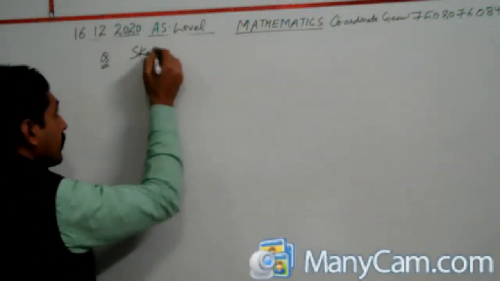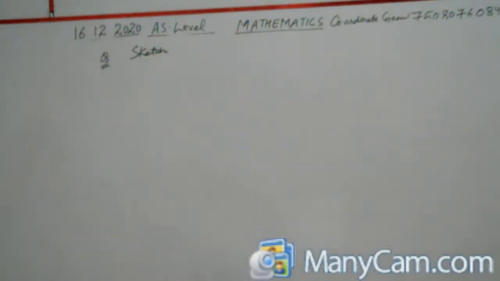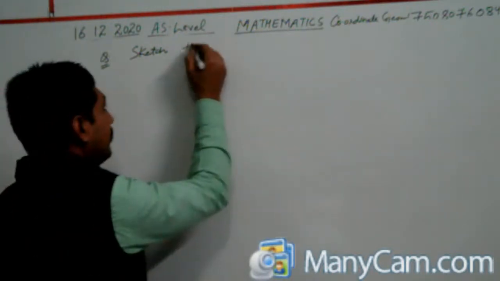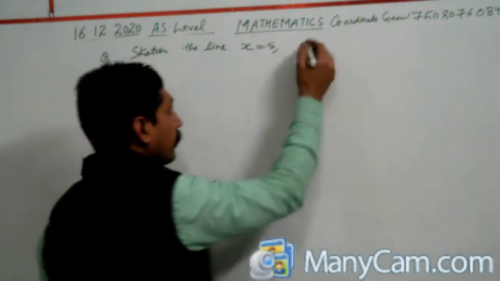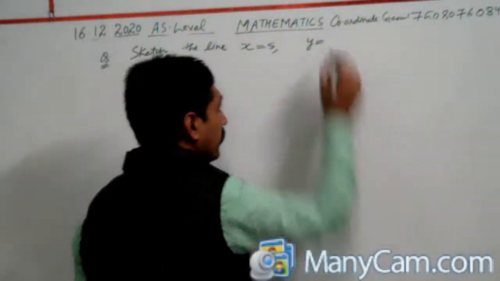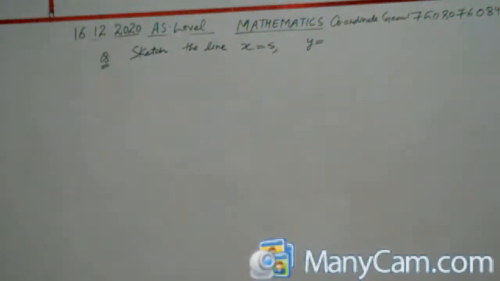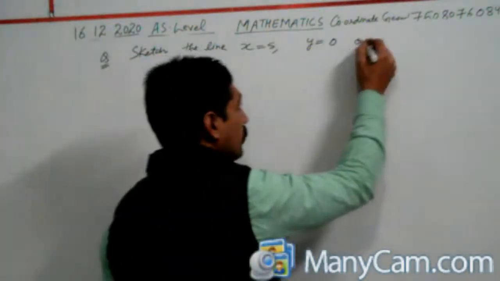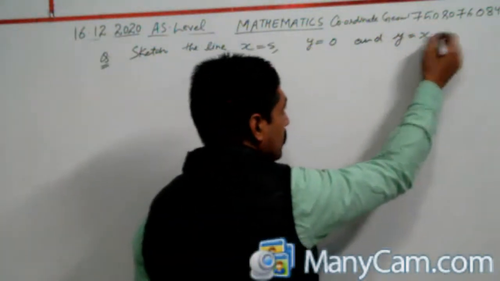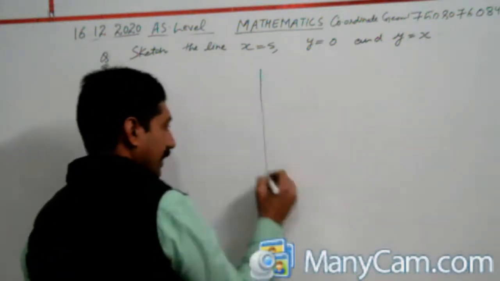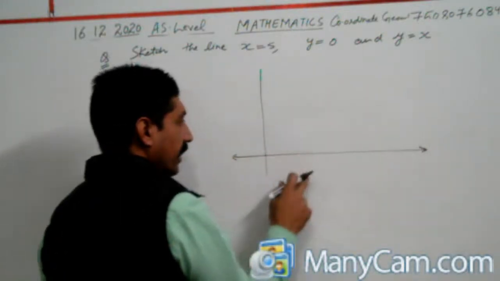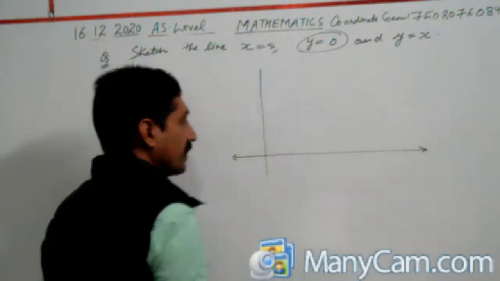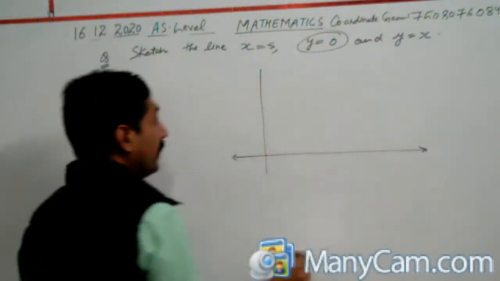Question is sketch the line y is equal to 5, the line x is equal to 5, y is equal to 0 and y is equal to x. So here we have an xy plane, right? On the x-axis, this is the equation of the x-axis, y is equal to 0. This is one equation, and then x is equal to 5.